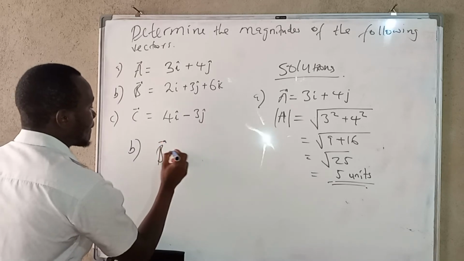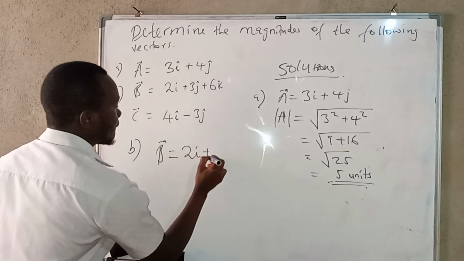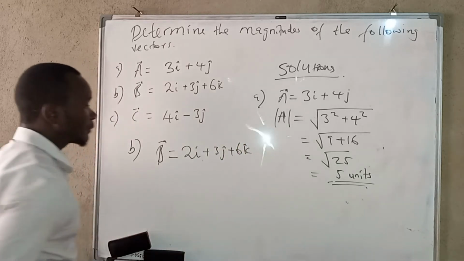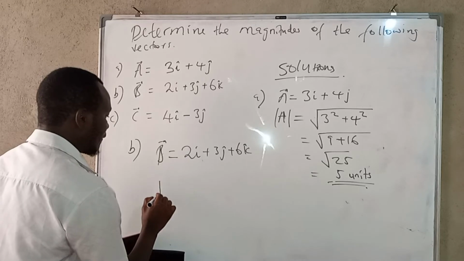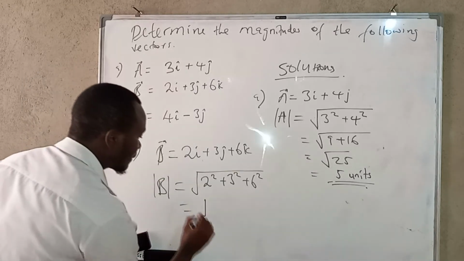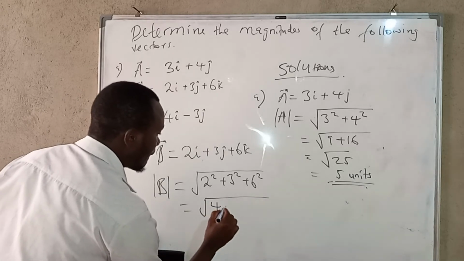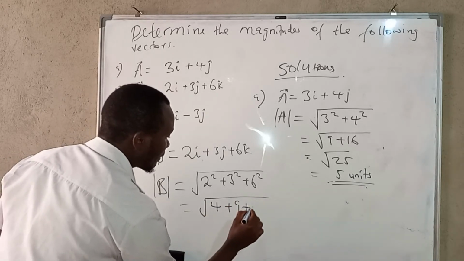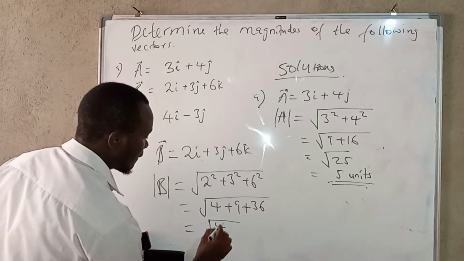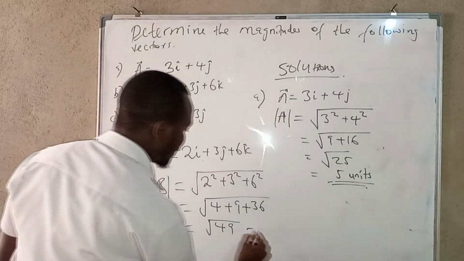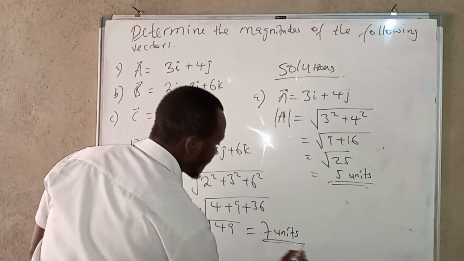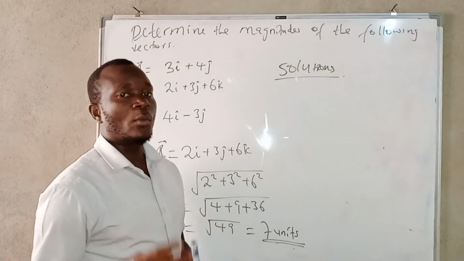We have B is equal to 2i plus 3j plus 6k. So the magnitude of B will be given by the square root of 4 plus 9 plus 36. So we are going to get 49. The square root of 49 is 7 units. So now we go to vector C.